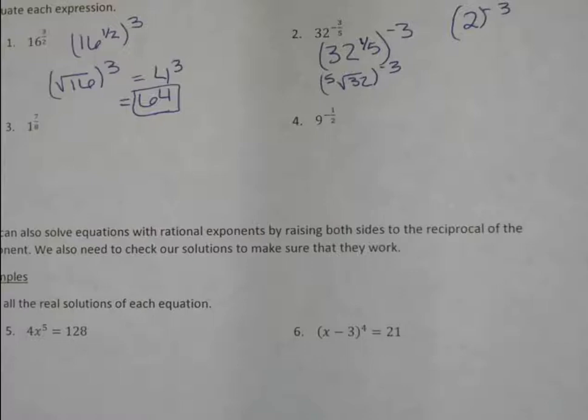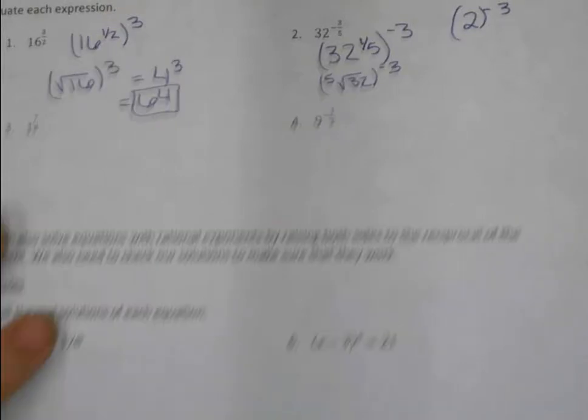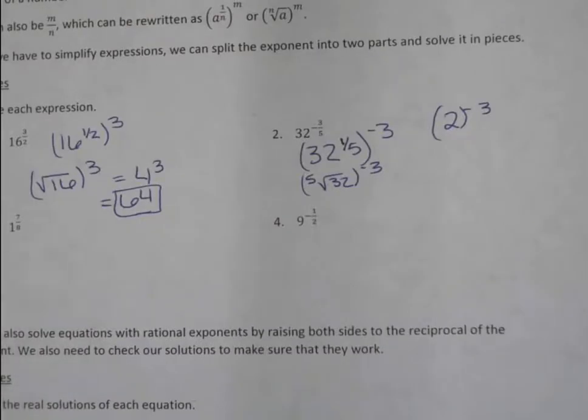Wait, can you explain that again? What number times itself 5 times is 32? Not times 5. 5 times. So 2 times 2 times 2 times 2 times 2. Oh. You mean like this? That's what you meant? Okay.